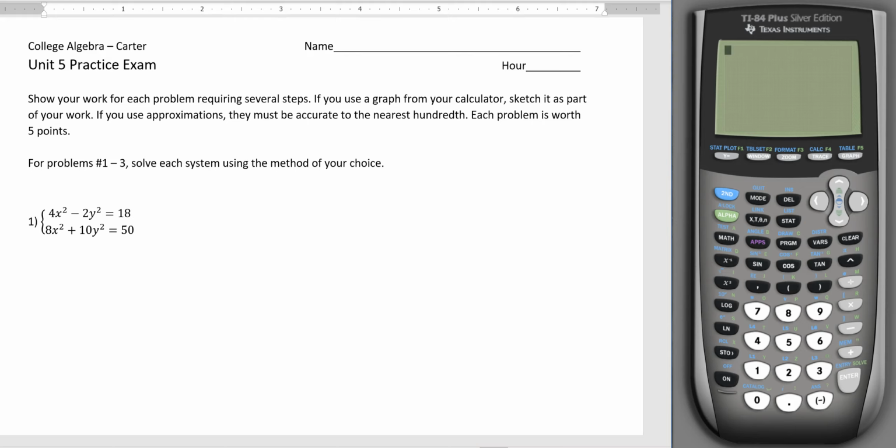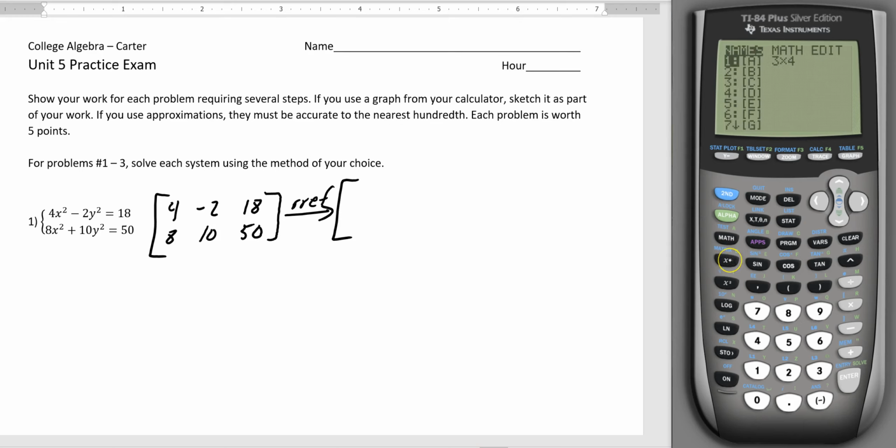So looking at number 1 here, 4x squared minus 2y squared is 18. 8x squared plus 10y squared is 50. A nonlinear system. All of the variables have the same degree though, so we can go ahead and use a matrix here. So at a 4, negative 2, 18, 8, 10, 50. And then RREF.